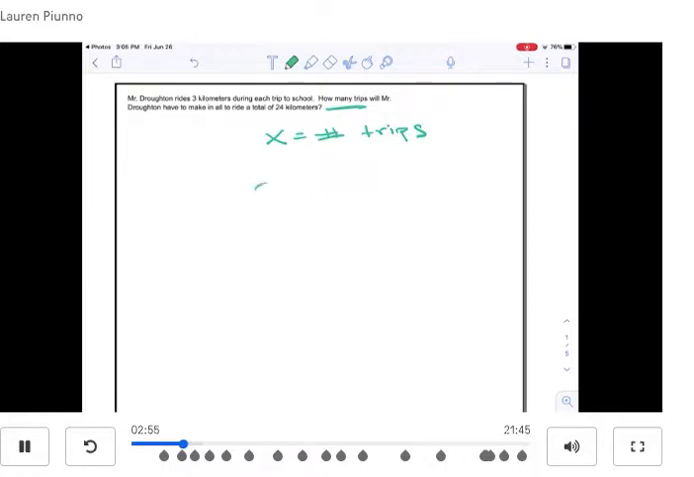So it's 3 kilometers for every single trip, and it's a total of 24 kilometers. So this is just a one-step equation. So now we just divide by 3, and we get 8 trips.